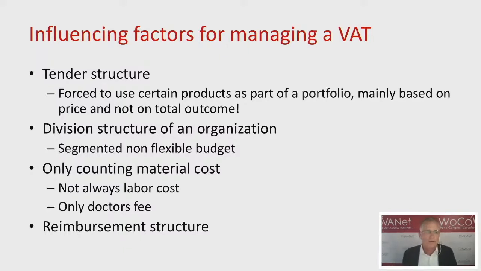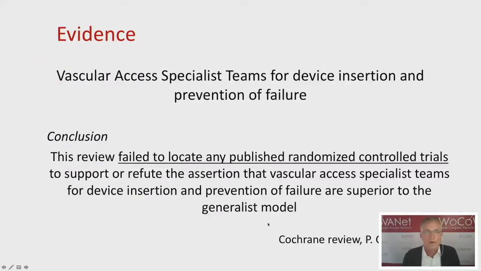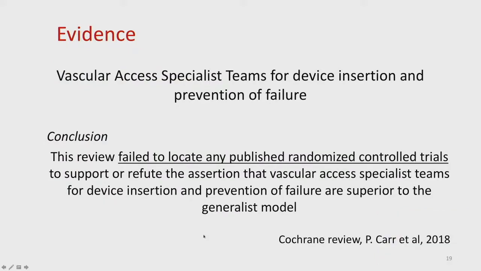You know, the one is counting material costs, and we often see only doctor fee included. But you can also see that divisions struggle between each other. The one budget should not be taken for another division. And it's depending on the reimbursement structure of an organization and the country. Looking at evidence for a vascular access specialist team, it is quite difficult to find real good evidence.